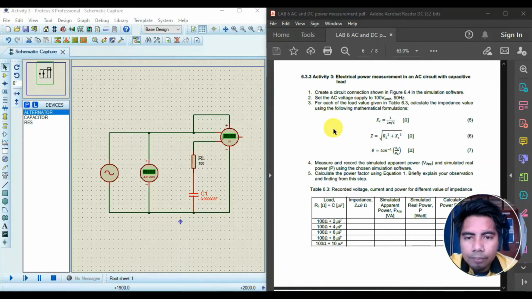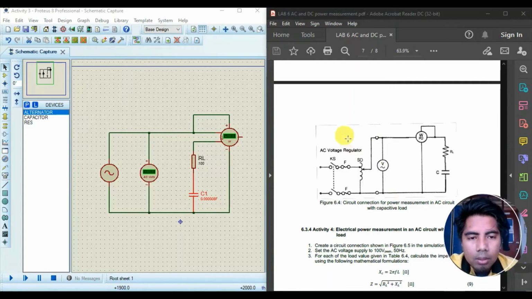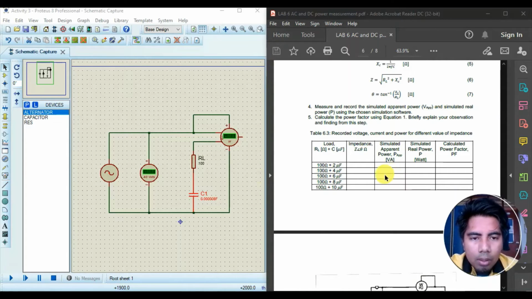My matric card number is CE180960. We proceed with the simulation to measure the electrical power in an AC circuit with capacitive load. This is the circuit connection from the lab sheet that I have to simulate in Proteus. In this activity, I need to find the impedance, simulate apparent power, simulate real power, and calculate the power factor.